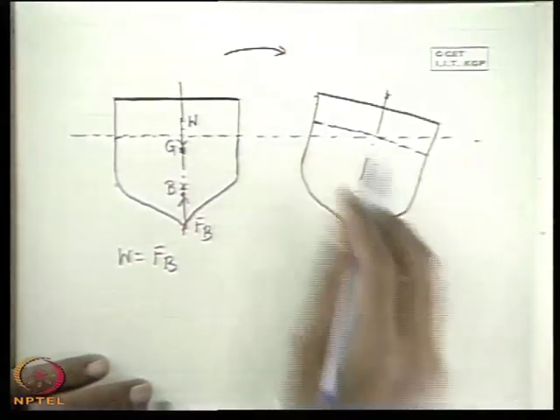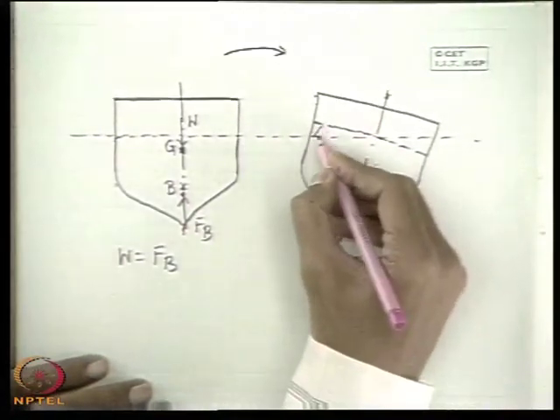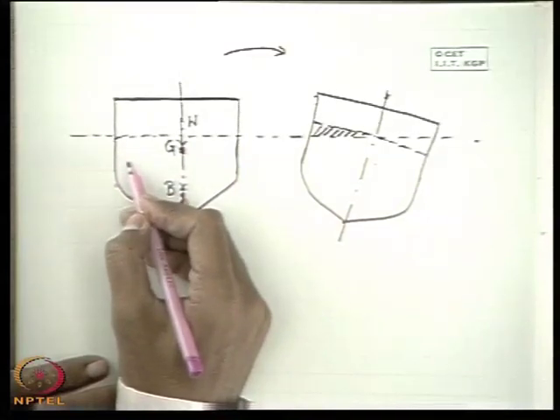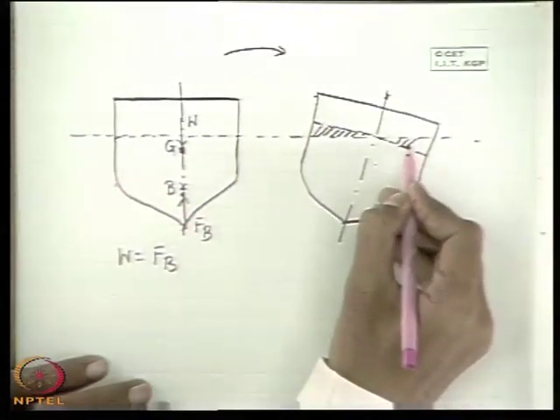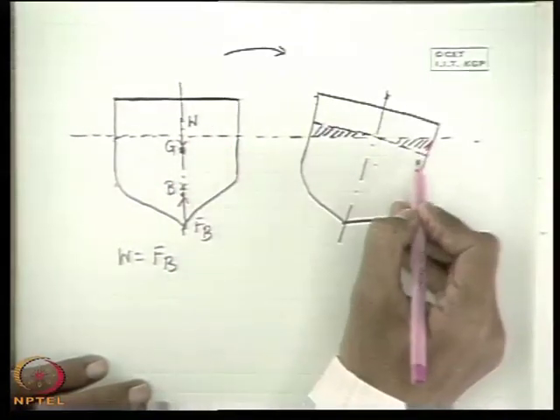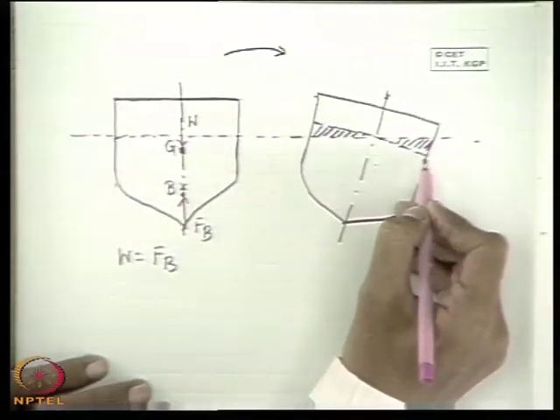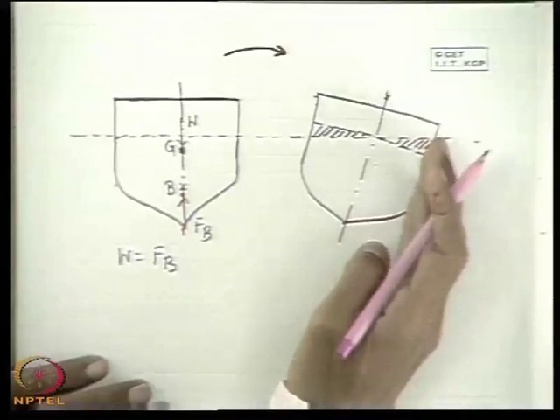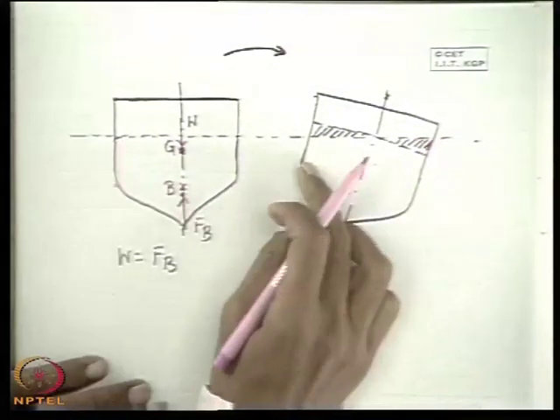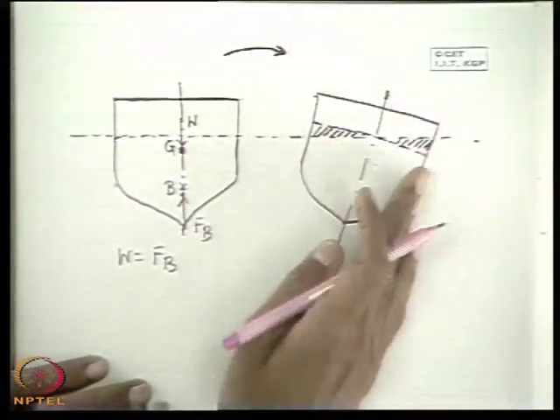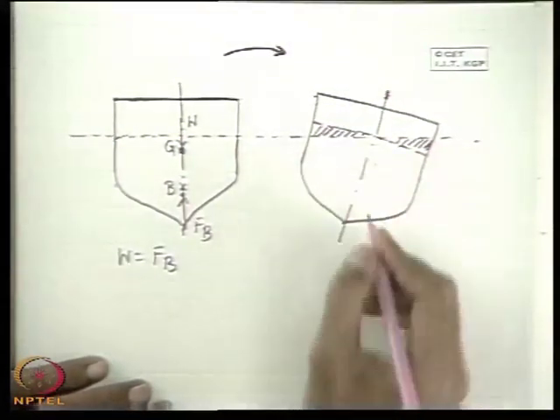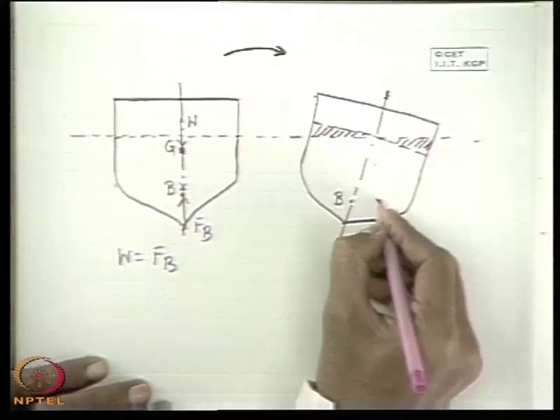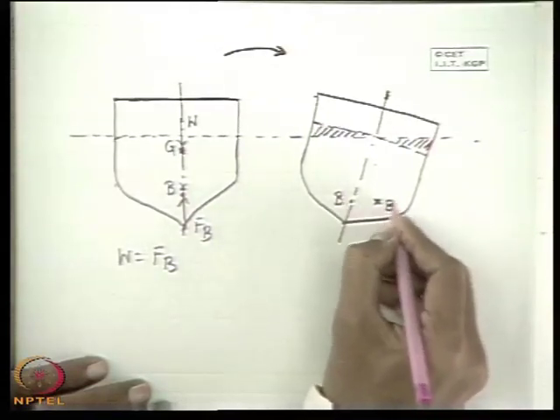So, therefore, we see that this hatched portion of the body has gone out of the free surface which was earlier underneath the free surface. And this portion of the body which was above the free surface has gone down below the free surface. That means that if we give a tilt here, more of the volume in this portion will go under the free surface and some volume in this portion will automatically come up. So therefore we see the distribution of the immersed volume changes. Obviously, if this be the old center of buoyancy, the new center of buoyancy will be shifted somewhere here in this direction. Let B dash be the new center of buoyancy.